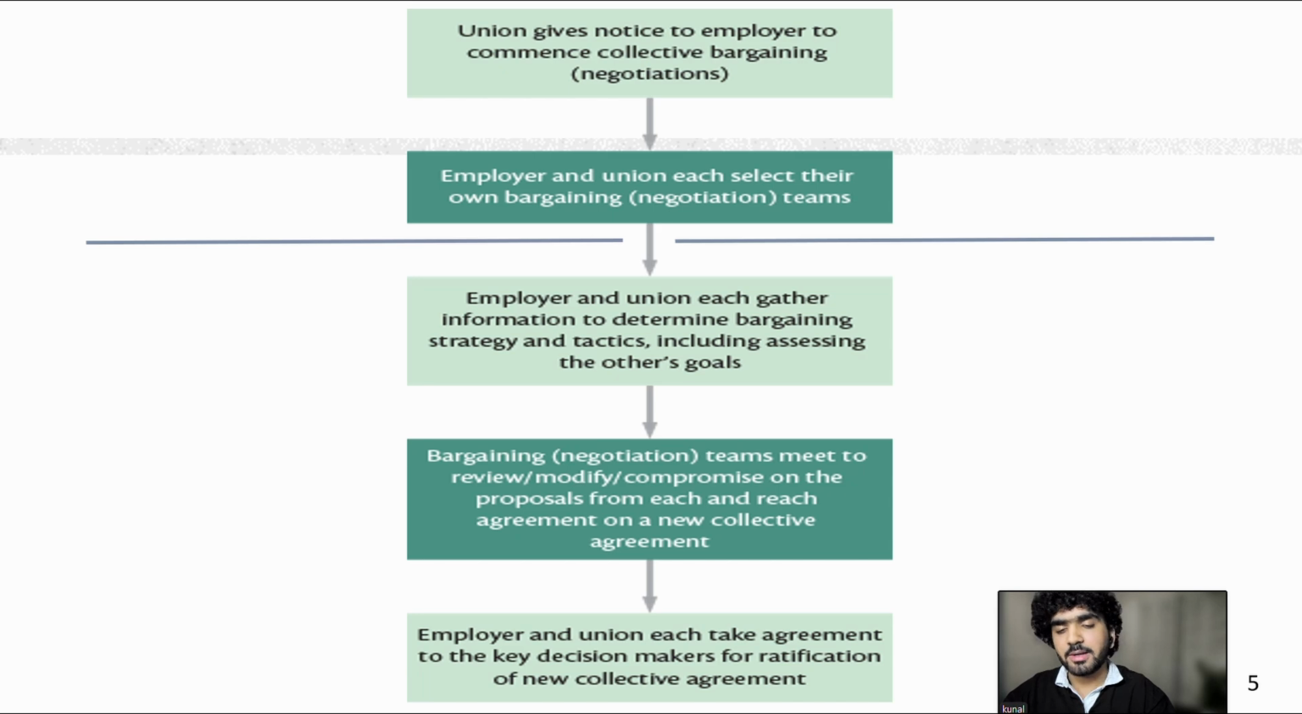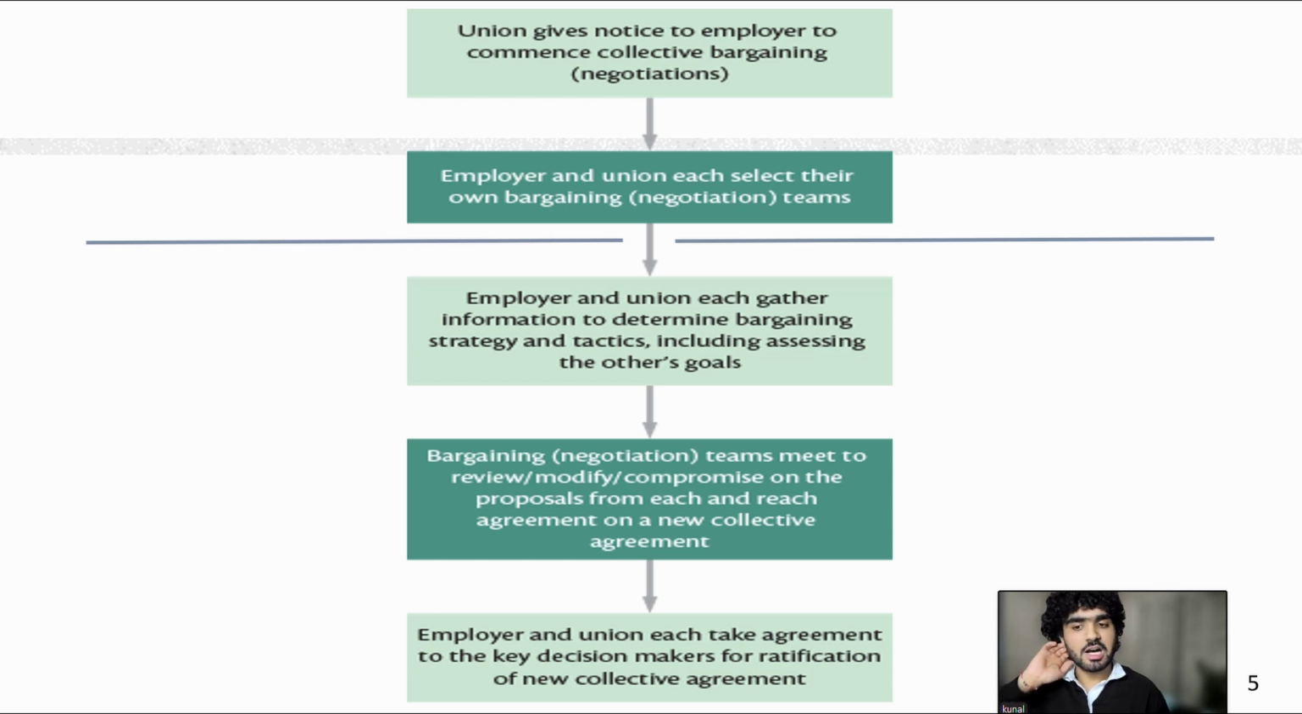The notice given by the union to the employer has all their demands written in it. In the next step, the employer and union each select their own bargaining teams, people who are the face of their team. The employer will select some people to represent them, and the union will select some people who are going to go in front of the employer and bargain.